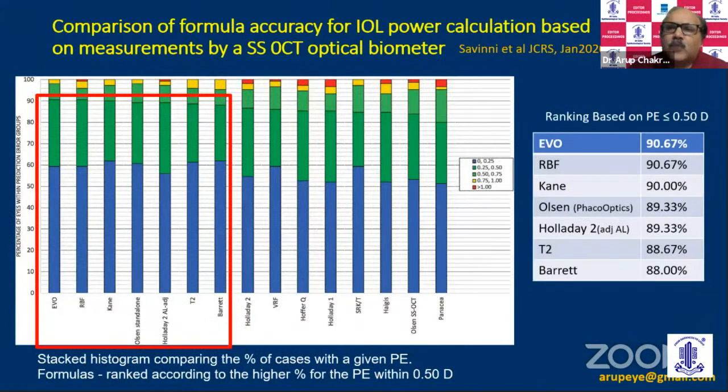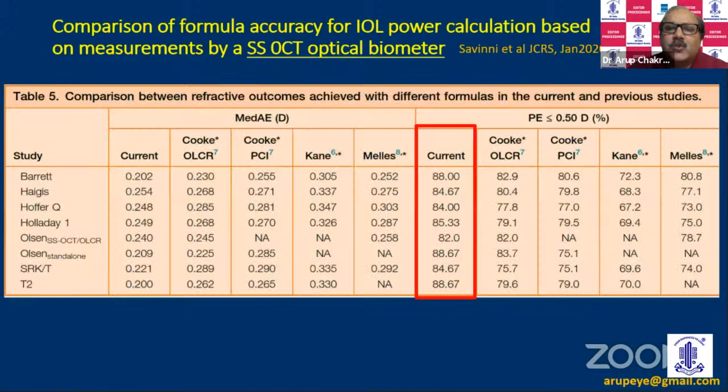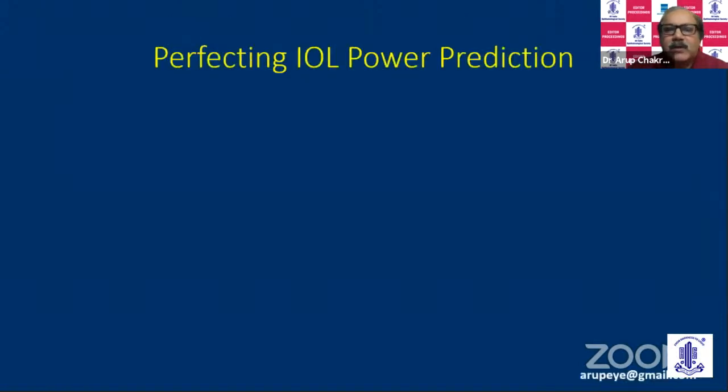And some of the formulas which did extremely well are basically very new formulas. You have the Kane formula, you have the T2, you have the EVO formula. And older formulas also did pretty well, not as well as the newer formulas, but pretty well. So when you compare this study to the previous studies, the uniform theme was that refractive accuracy was getting better and better. So now what led to this kind of situation?